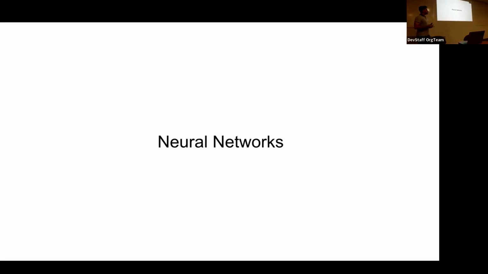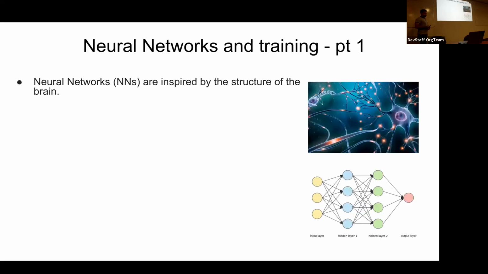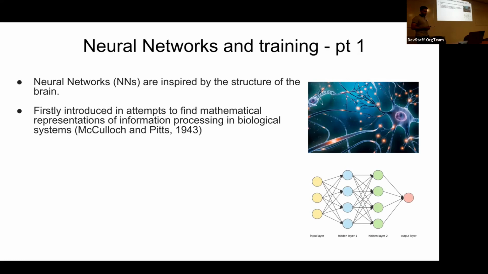And now let's talk about the fundamentals behind natural language processing. So let's talk about neural networks. Neural networks are inspired by the structure of the brain. They're not a new concept. They were introduced in 1943 in attempts to find a mathematical representation of information processing in biological systems.